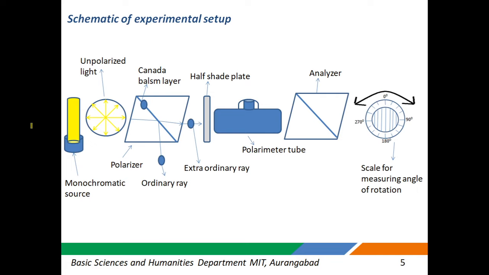The schematic of the experimental setup of the Lorentz half-shade polarimeter is shown in this diagram. The experimental arrangement shows there is a monochromatic source, that means the light coming out of it is of single wavelength. Then it is still unpolarized light, as shown here. Then we have a polarizer, and this polarizer splits the light ray into two rays. One is the ordinary ray following this path and coming out, and the other one is the extraordinary ray which is emerging out of the Nicol prism.